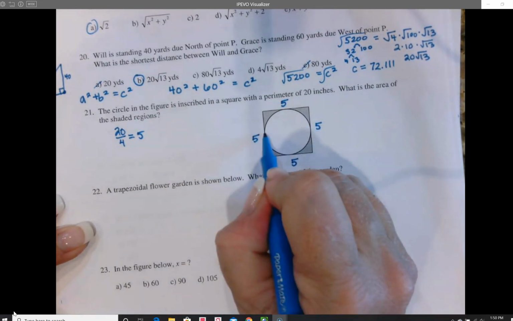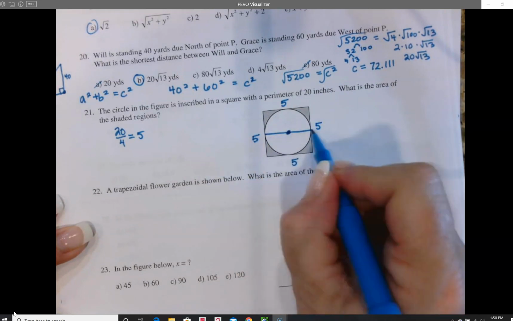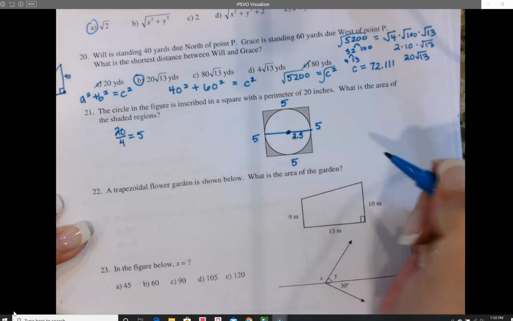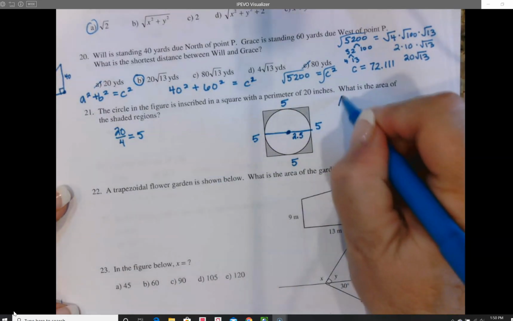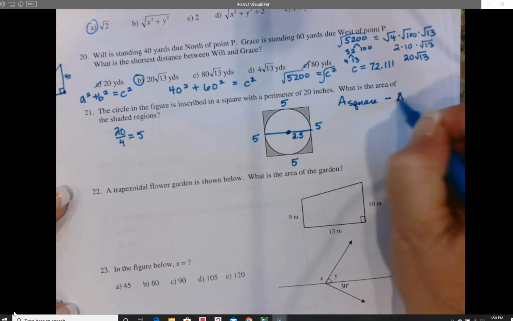Then we know this is a circle. So if the diameter of my circle is 5 units, then the radius of my circle is 2.5 units. So we're looking for the area of the shaded region. So I'm going to find the area of the square, and I'm going to subtract the area of the circle.